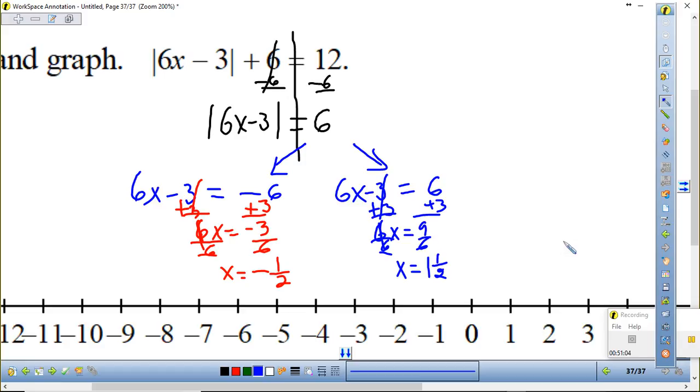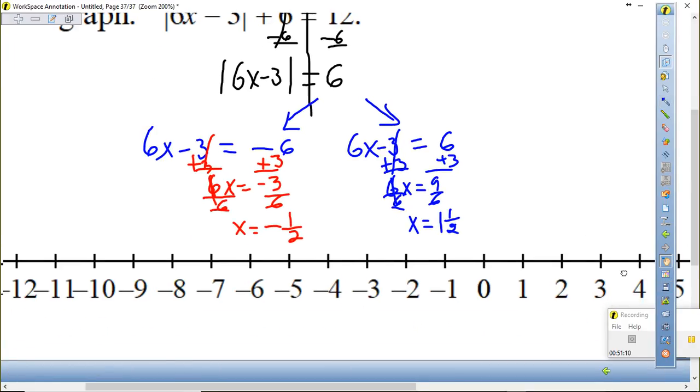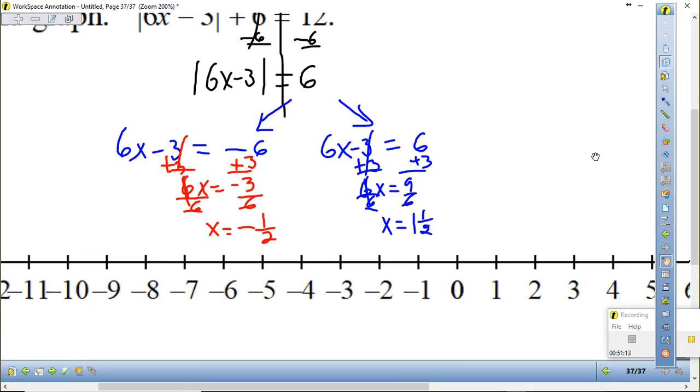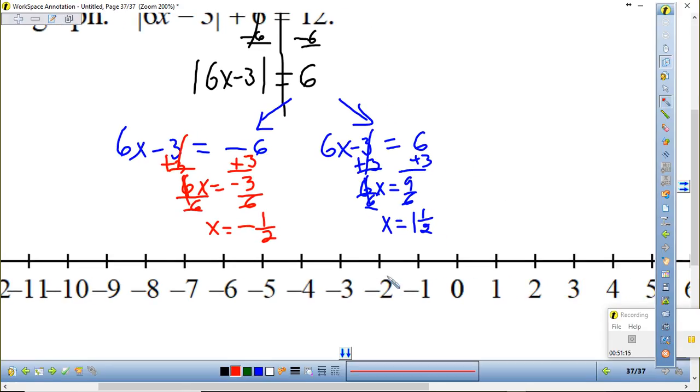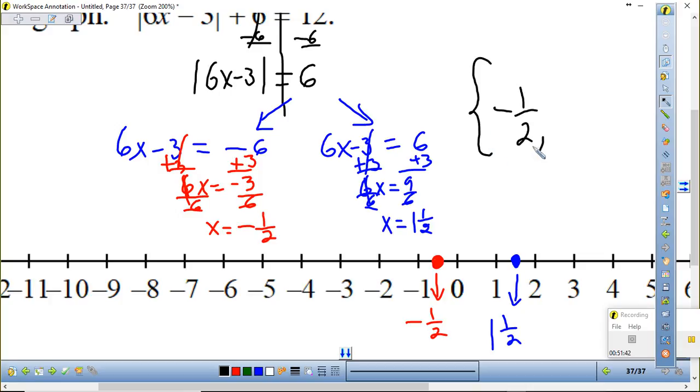1 and 1/2. All right, let's graph this. Negative half. Where's my negative half? Right there. And where's 1 and 1/2? 1 and 1/2 is about right there. So this is 1 and 1/2. And this one is negative 1/2. Am I done? No, our solution set. Solution set is negative 1/2, comma, 1 and 1/2. Now we're done.